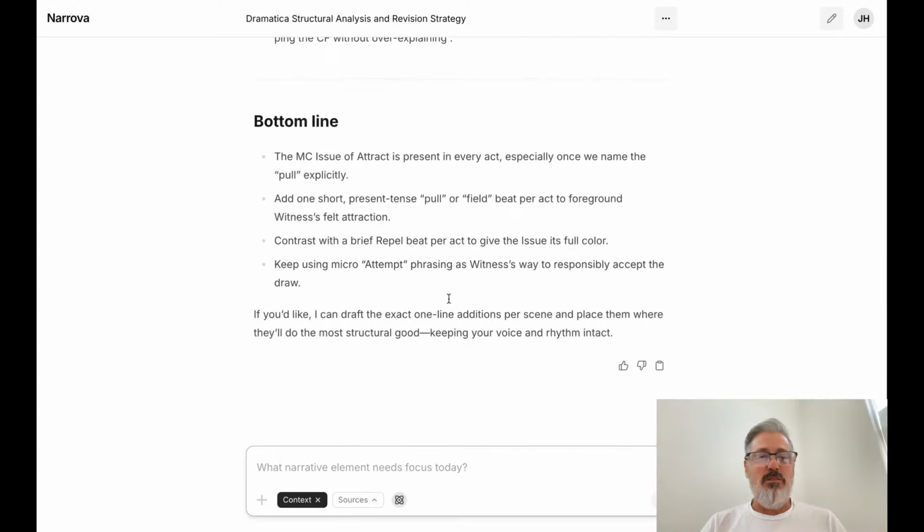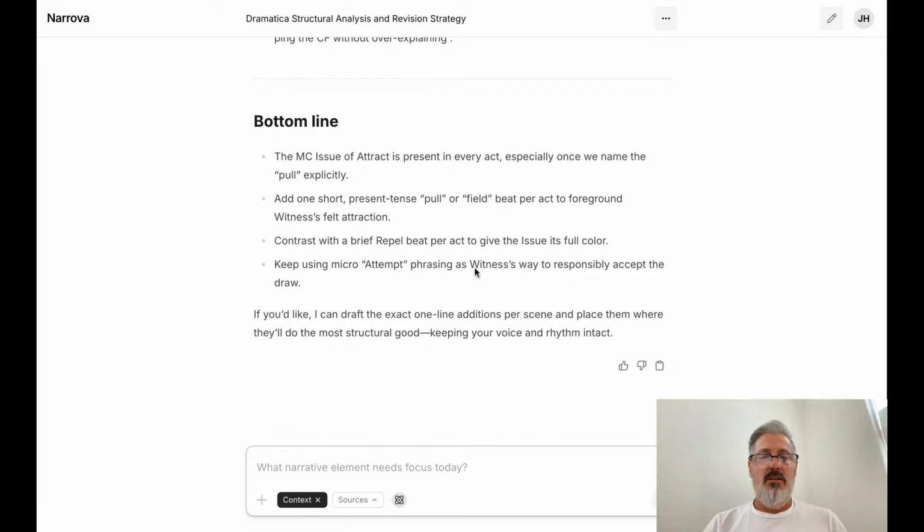All right. So the bottom line, the main character issue of attract is present in every act, especially once we name the pull explicitly. Add one short present-tense pull or field beat per act to foreground. Contrast with a brief repel beat per act to give the issue its full color and keep using micro-attempt phrasing. Yeah. And if you'd like, I can draft the exact one-line additions.